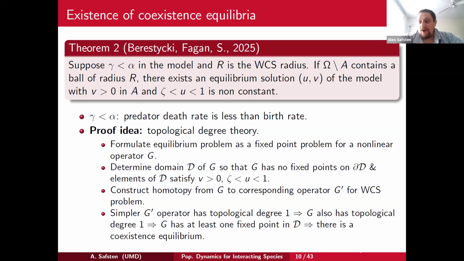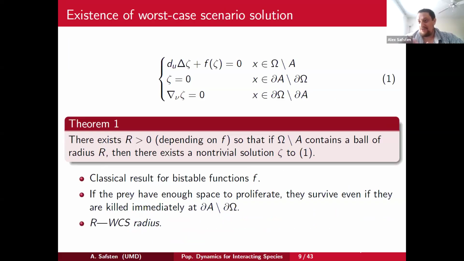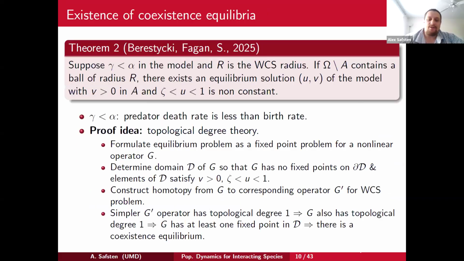But once we've got that nonlinear operator and the domain, we can construct a homotopy from G to another operator, G prime, which is the corresponding nonlinear operator for the worst case scenario problem. Now, the worst case scenario problem is a lot simpler because, if I can recall, it is not a system. It is just a single PDE, uncoupled to any other PDE. Much easier to establish existence. In fact, this theorem already establishes existence of solutions. And in particular, the topological degree of the nonlinear operator for that problem is 1.